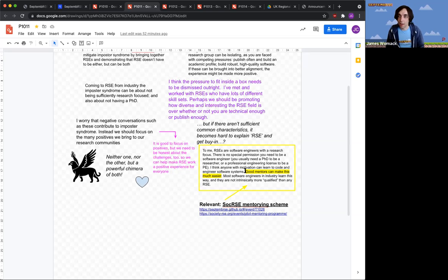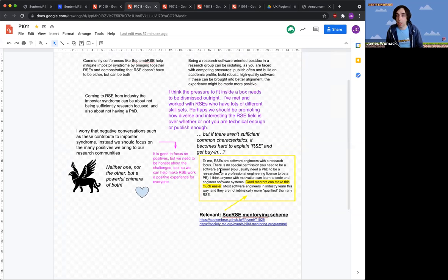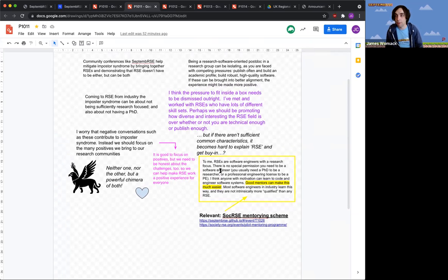And interestingly, we've just had a talk this morning about the Society of RSE mentoring scheme, and that has just opened up. I thought that was a very relevant thing to this poster board, and maybe some discussion around mentoring would be really useful here, because definitely when I have had mentors or been involved in mentoring, it's helped a lot in terms of making me feel confident where I am in my career and not feeling like an imposter.